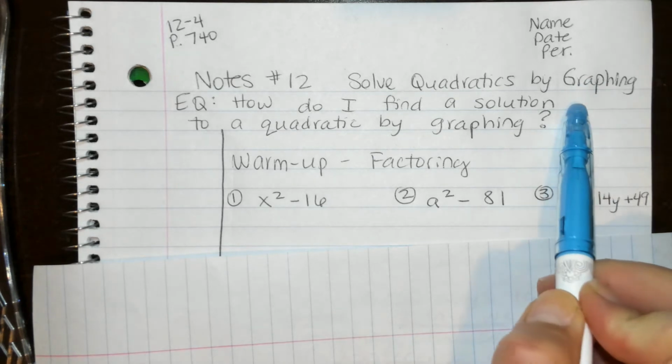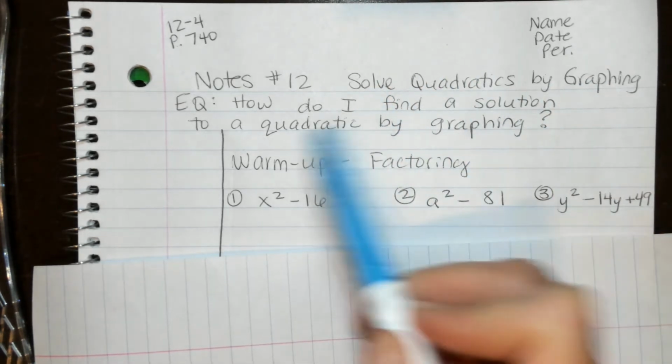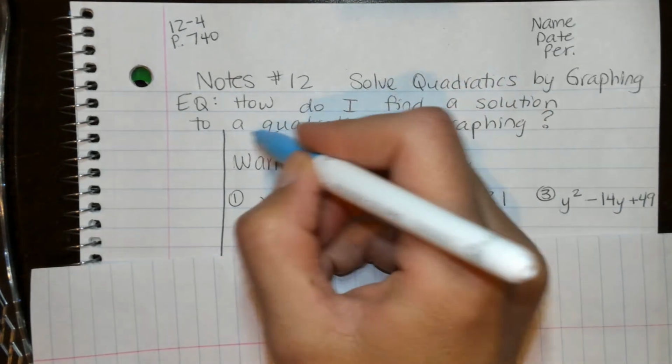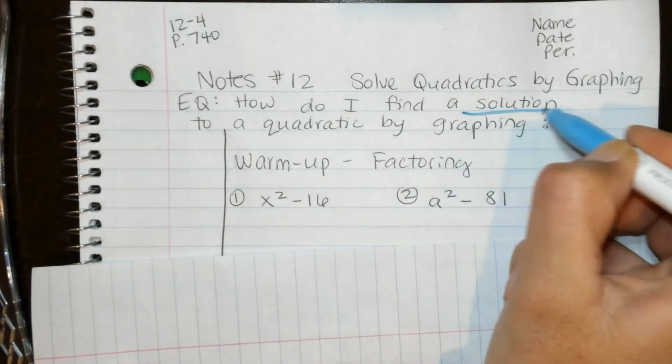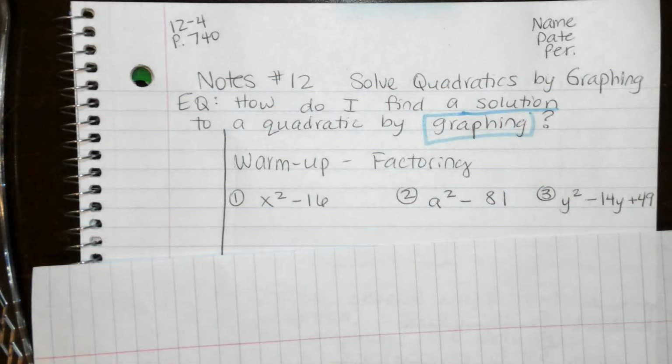We are going to be graphing and finding a solution when we solve. How do I find a solution to a quadratic by graphing is our essential question. So the main thing here is find a solution when we graph. If you forgot how to graph, make sure you look back at your notes from before spring break, we had notes on graphing and then we also relearned it last week.